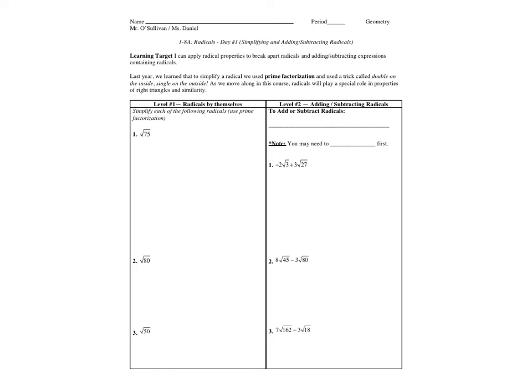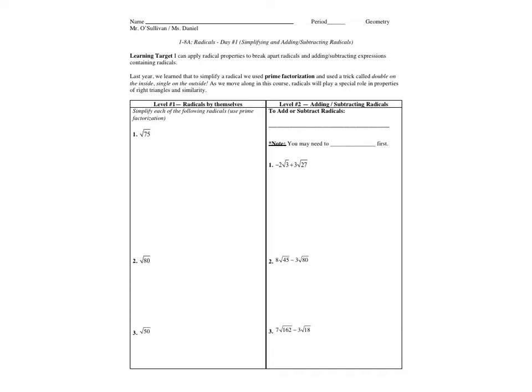Today we're going to be learning about how to simplify radicals, and when I talk about simplifying, we're going to be doing some level 1 and level 2 questions. So the notes look a little different compared to how when we did them in the spring when we transitioned to remote learning. What we're going to be doing today is focusing on just looking at the radical by itself, and then we're going to focus on adding and subtracting them.